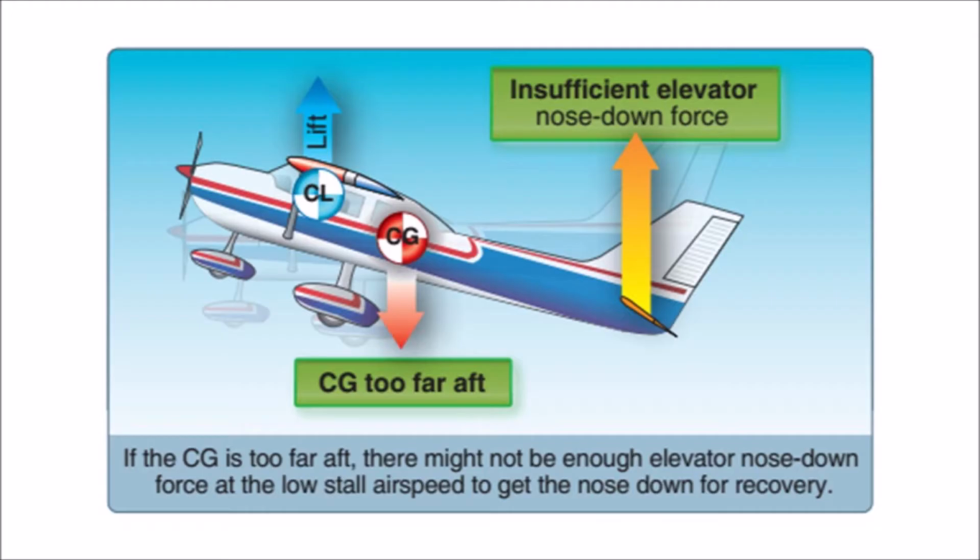Putting a lot of weight on the front of the aircraft can shift the CG to the front, while putting the majority of the weight on the rear of the airplane can shift the CG aft. A forward CG or an aft CG adversely affects the stability and flight characteristics of the airplane.